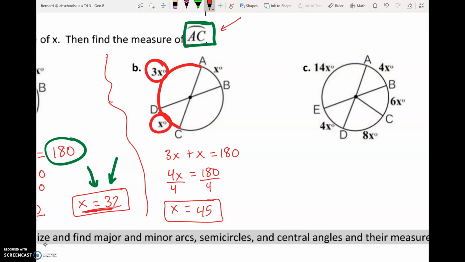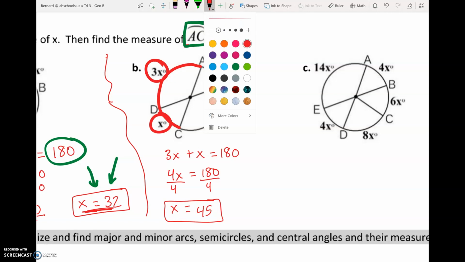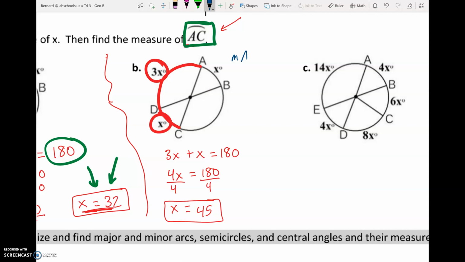And so let's plug x into that, and we'll just see what it equals. And so arc AC, measure of arc AC, is going to equal 3 times x, but we'll put 45 in for x. So 3 times 45 plus x. But we don't want x, we want 45 in there, so we'll do plus 45, right? So 3 times 45 because of that part, and then 45 just by itself because of this part. And together that equals AC, so let's figure out what that equals.